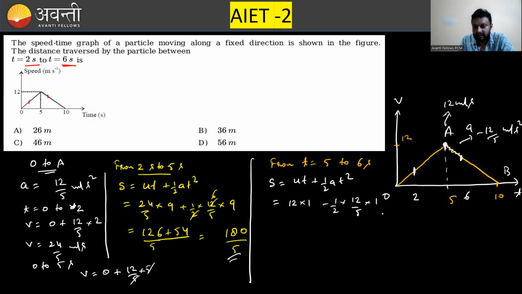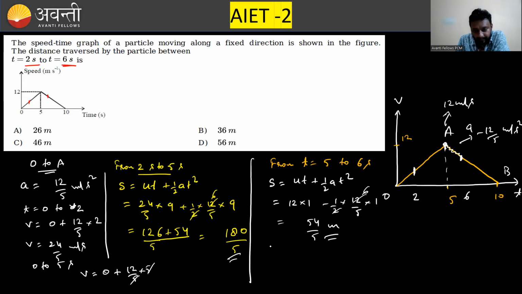5 to 6, time is 1 second. So it will be 6. So that is 12 minus 6 by 5. That is, if you take the LCM, 60 minus 6, that is 54 by 5 meter. This is the distance traveled from A to B, from 5 second to 6 second. This is the distance traveled.